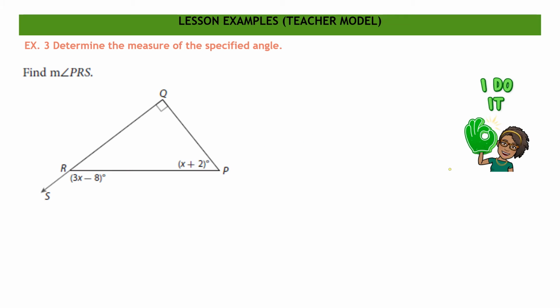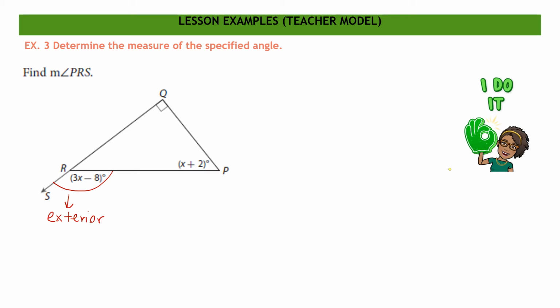All right, so let's look at example 3, which says determine the measure of the specified angle. So the angle that I'm looking for is angle PRS, which is this angle that happens to be on the outside of the triangle. Because this angle is on the outside of the triangle, I know that this is an exterior angle.